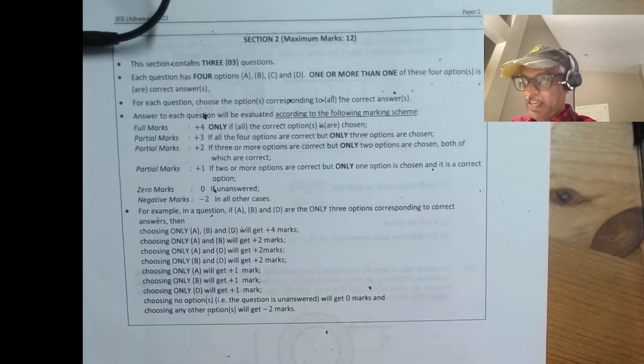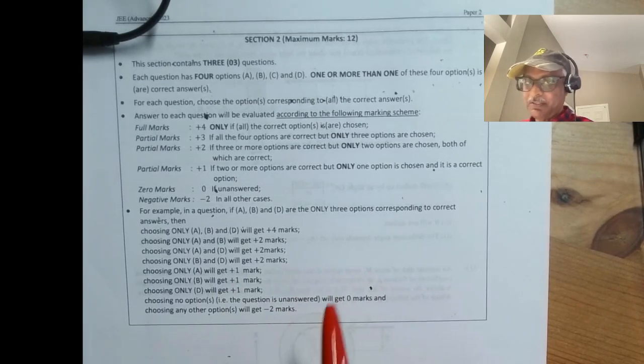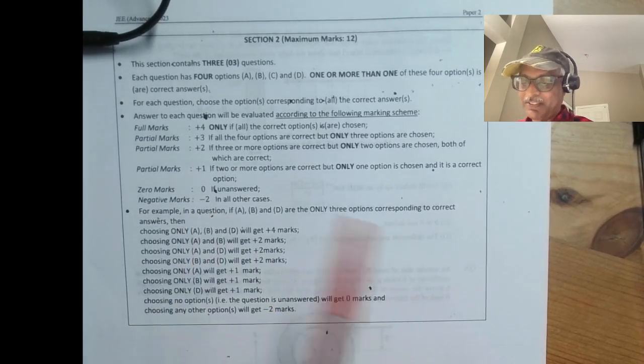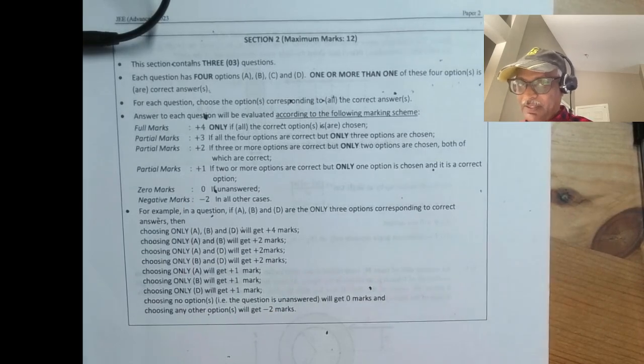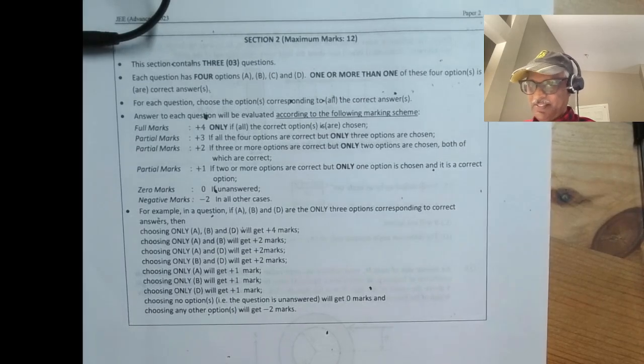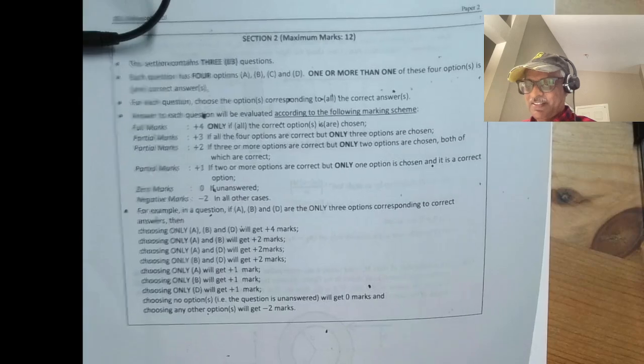If A and B are the correct answers and C and D are the wrong answers, and you answer A, B and C, you are out of luck. You get a negative mark. If you just include A and B, that's very cool. If you just include A, that's also cool because A is in the correct answer. All right.